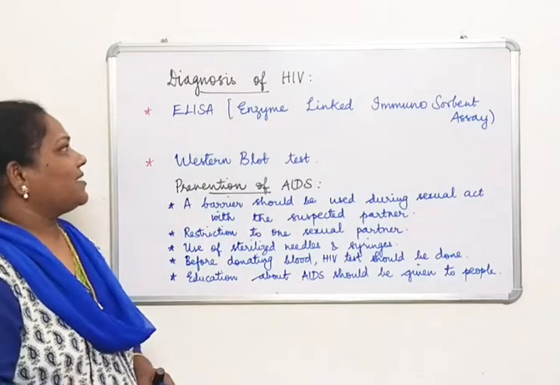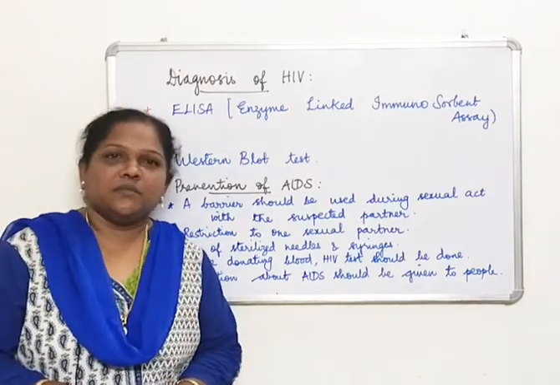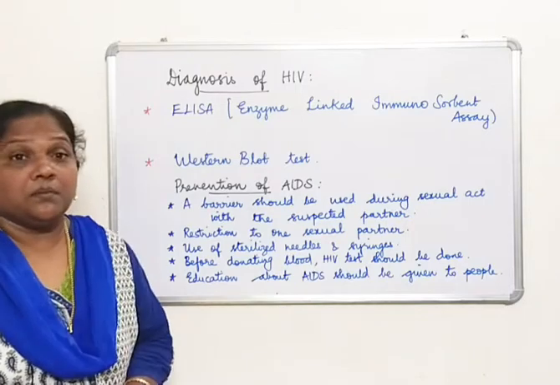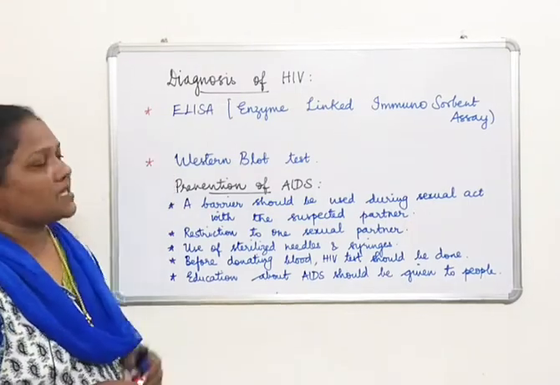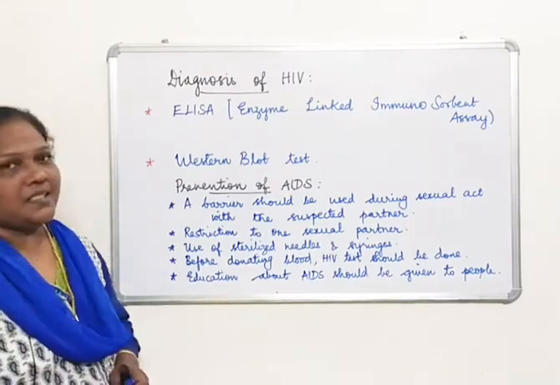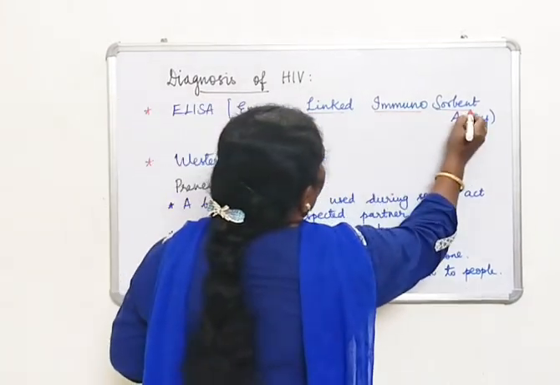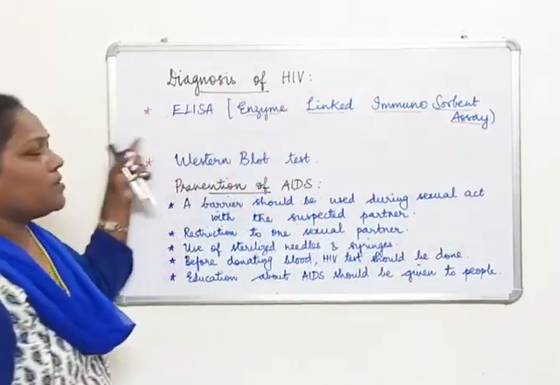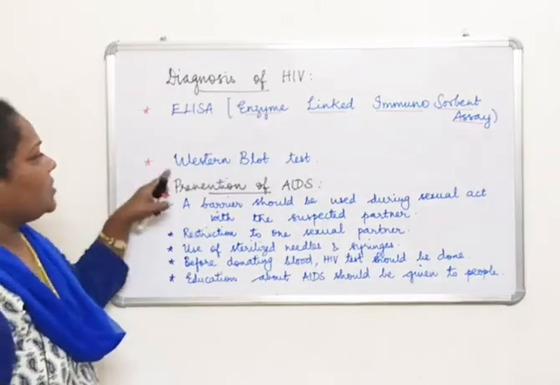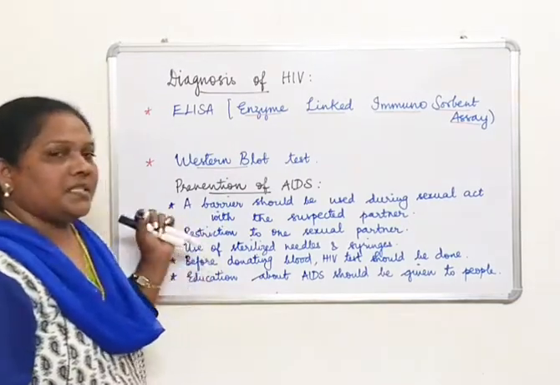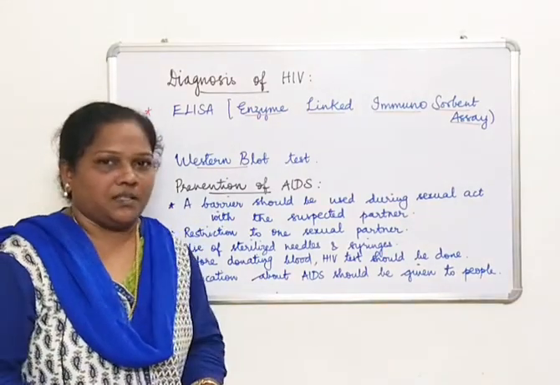Next is diagnosis of HIV. There are several methods used to diagnose HIV. One such method, the preliminary method that is used here, is called ELISA, enzyme linked immunosorbent assay. So this is the preliminary method used to diagnose HIV. And next one is the confirmatory method. Here you call this the Western blot test. And even the PCR test is also used, polymerase chain reaction.